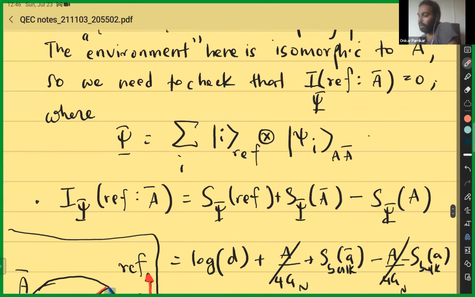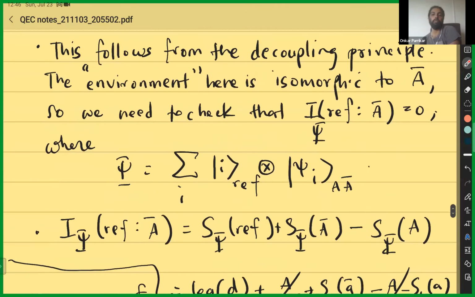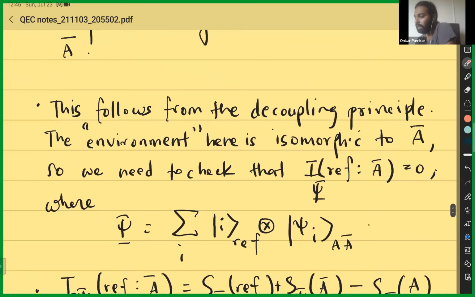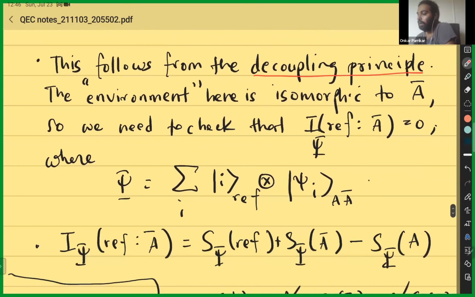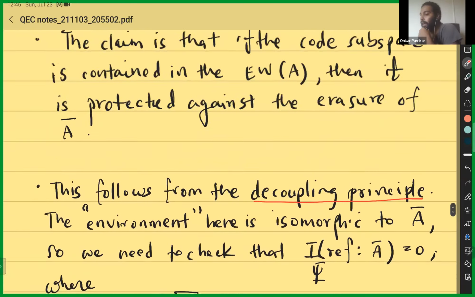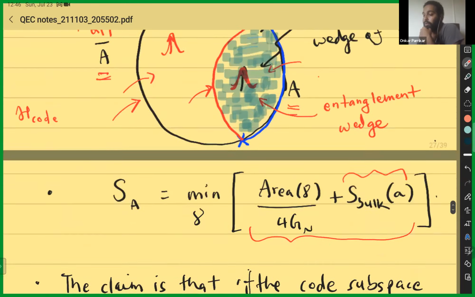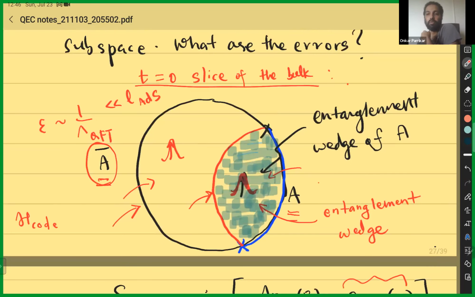Now it's not very hard to check this. We've already built a lot of the machinery required, so let me quickly show you how this works. This statement actually just follows from the decoupling principle that we discussed a little bit ago. The kind of error I want to consider is the erasure of A bar.